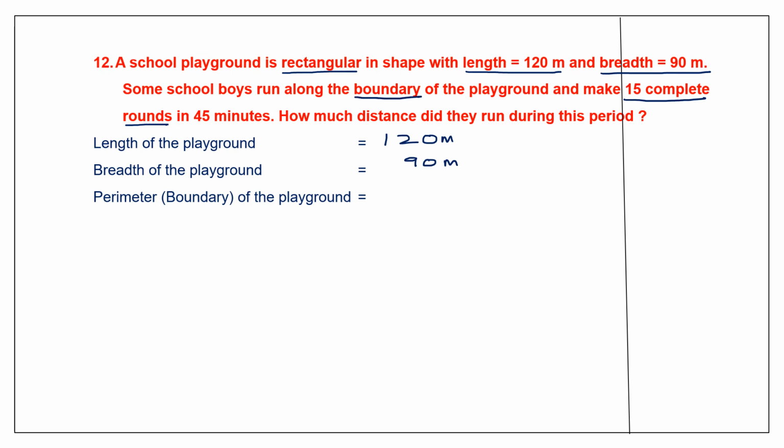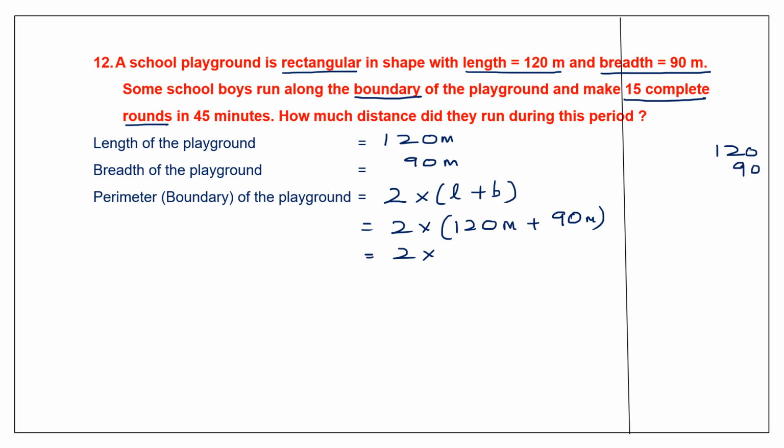So perimeter is the boundary of the playground and the formula is 2 into length plus breadth, which is 2 into 120 meters plus 90 meters. So that will be 2 into 120 plus 90. Let's add it up. So plus 0. 9 plus 2 is 11. Carry 1. 1 plus 1 is 2. That's 210. So 2 into 210 meters.